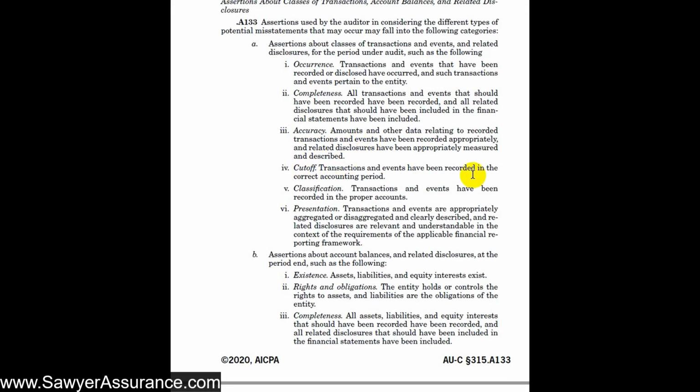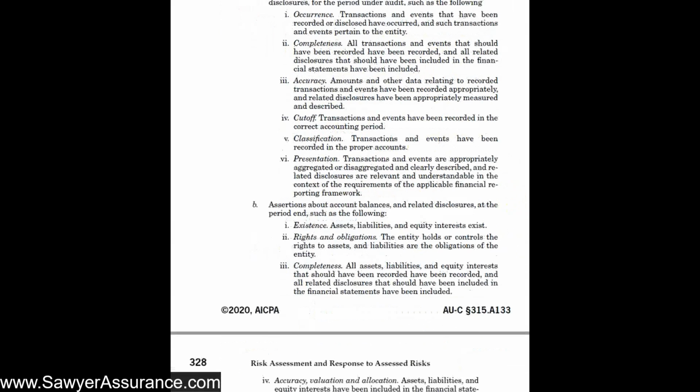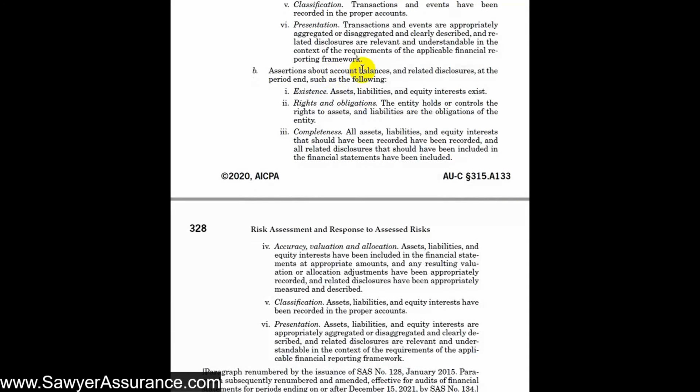And cutoff: were transactions and events recorded in the correct accounting period? So did the transaction journal cut off at the right point? Classification: were they classified correctly? So were they recorded into the proper accounts? And then presentation: were they properly aggregated or disaggregated and clearly described in the related disclosures and in the financial statements? So these would be period transactions, more income statement related assertions. And now let's get down to the assertions about account balances, which would be more balance sheet assertions. So existence for the assets, liabilities, and equity.